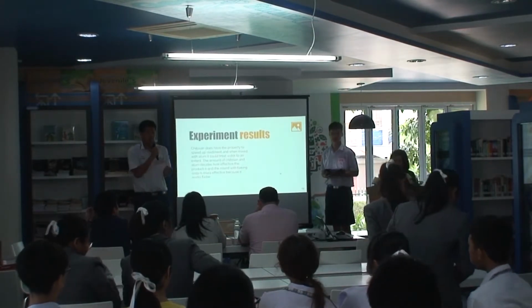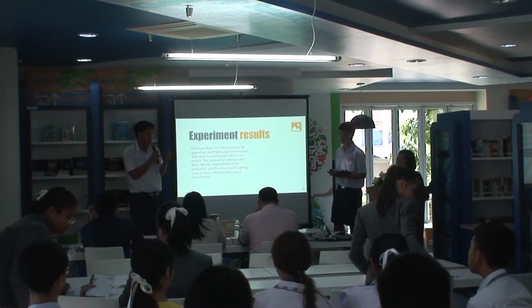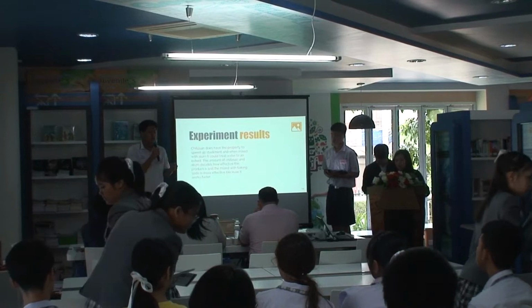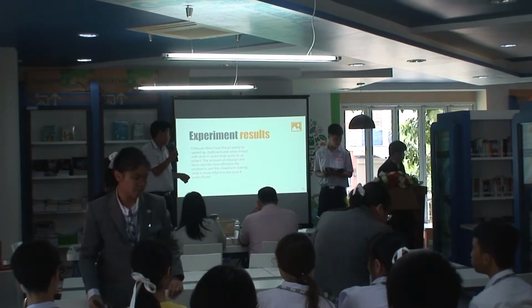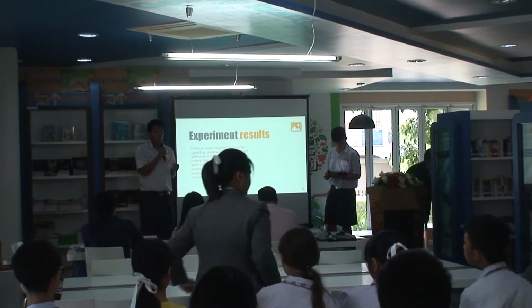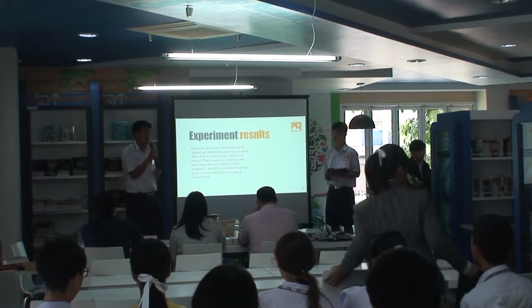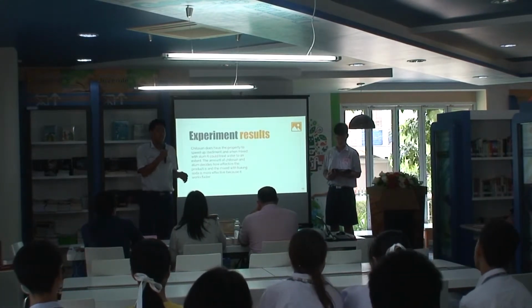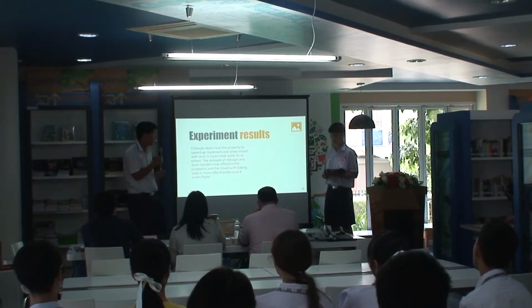So the experiment results: chitosan does have the property to speed up the sedimentation process, and when it is mixed with alum, it could treat the water to an extent. The amounts of chitosan and alum decide how effective the product is, and when it's mixed with baking soda, it's more effective because it works faster.